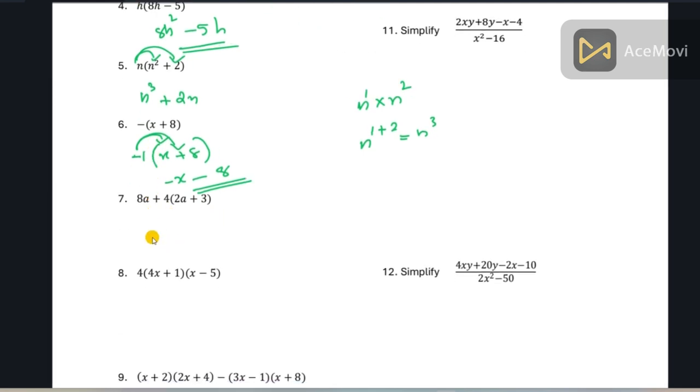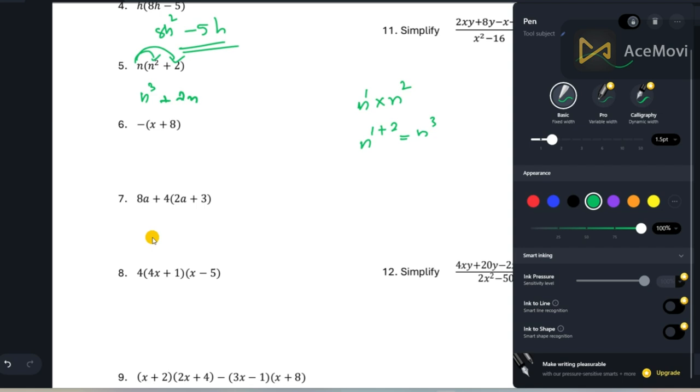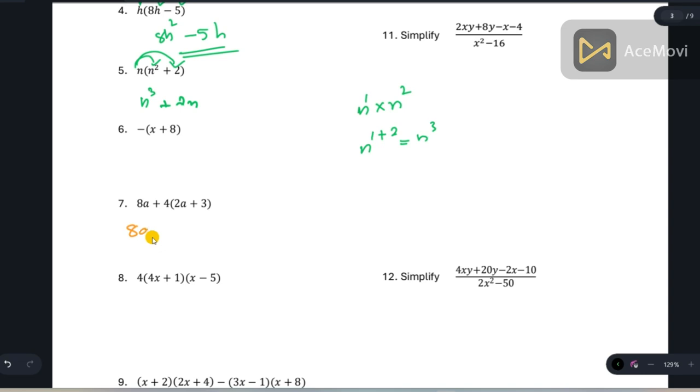And next one, 8a plus 4 times 2a plus 3. First you write 8a, then we break the bracket. 4 times 2a is 8a, then 4 times 3 is 12. We add 8a plus 8a, it is 16a, it's addition, plus 12. 16a plus 12.